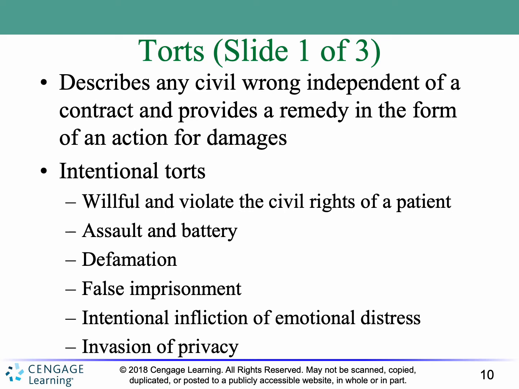False imprisonment is also another type of intentional tort, which means holding somebody illegally against their will. So for example, if we put a patient in seclusion or we tie them down to the bed without a medical order, this would be considered false imprisonment. Another example of an intentional tort would be intentional infliction of emotional distress. So these are hurtful remarks made about a patient that results in emotional stress. There's also invasion of privacy. Invasion of privacy is the disclosure of somebody's private information about themselves or a photograph of them without consent.